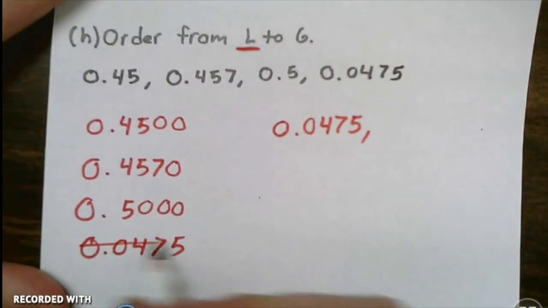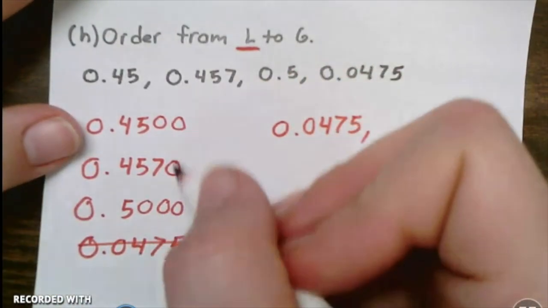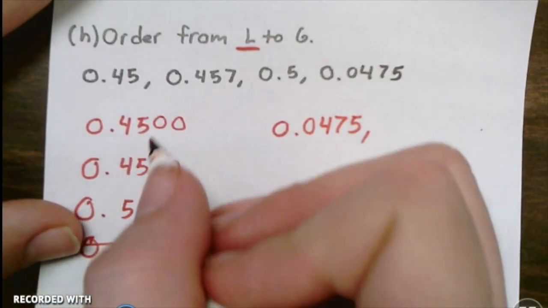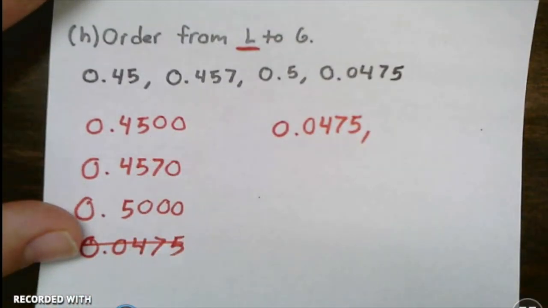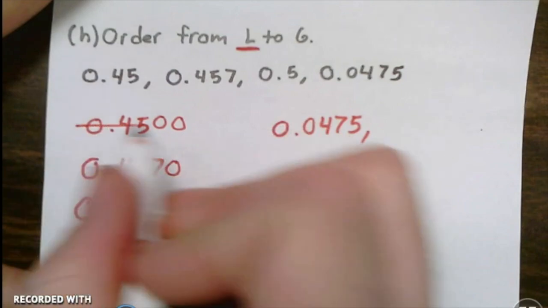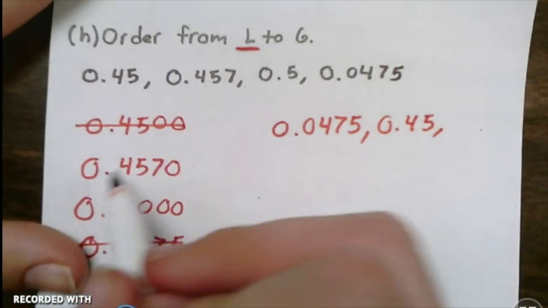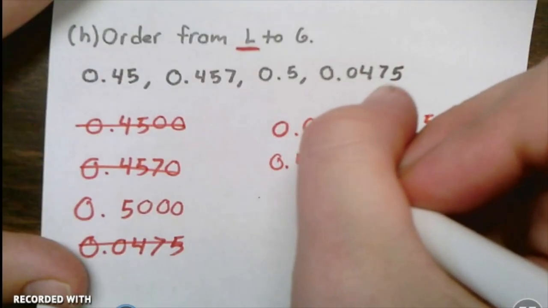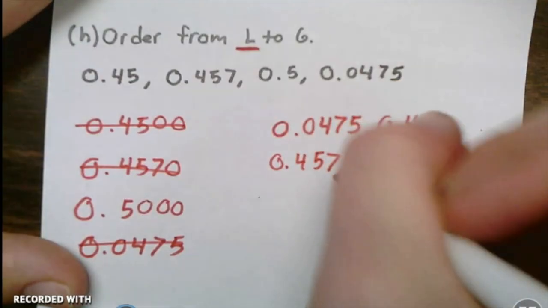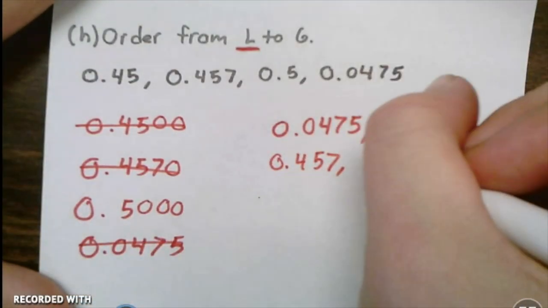0.0475. Okay, after that, I'm going to go to the 4s. Is 4,500 or 4,570 smaller? This one is, so it's 0.45. Then 0.457. And then last of all is the 0.5.